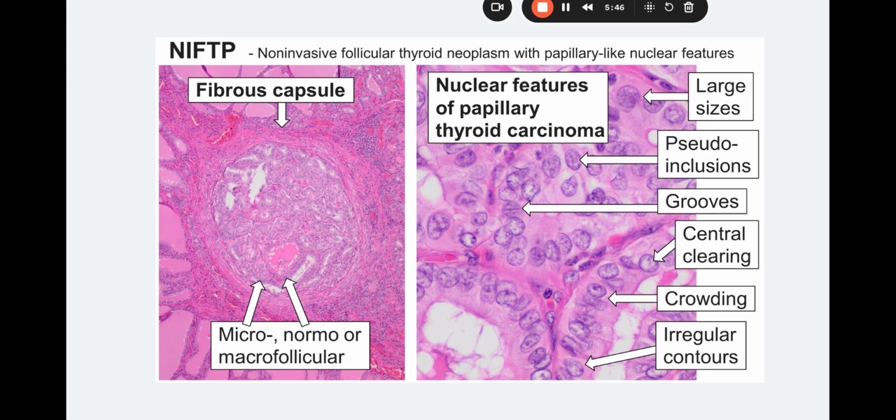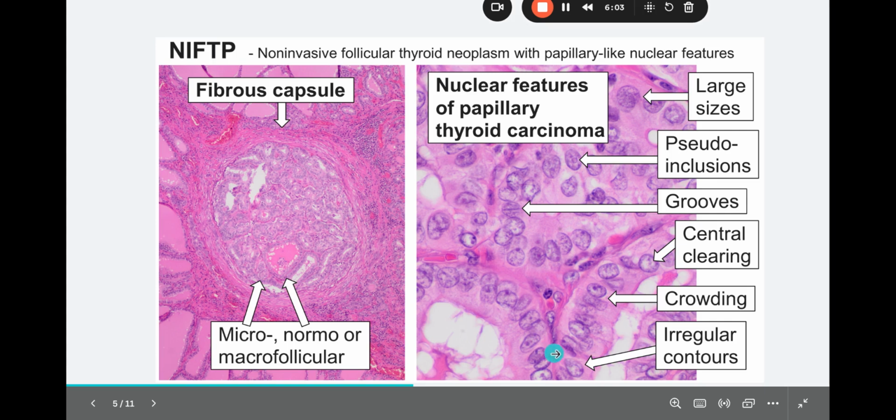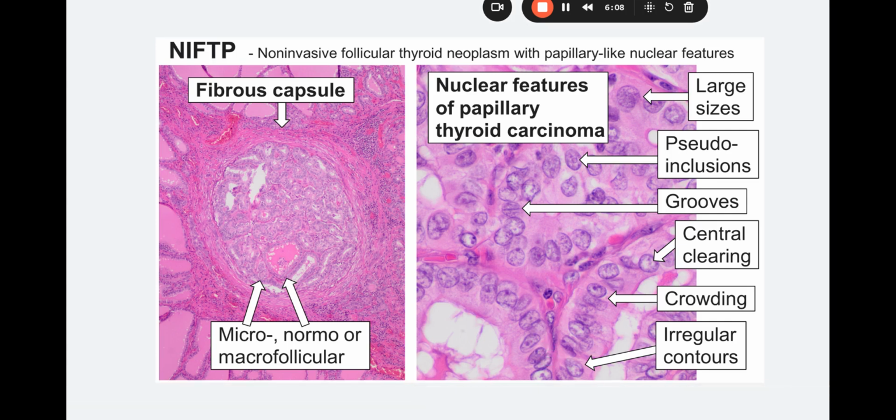So this is from a FNA tip, but I do think that it shows the nuclear features of papillary thyroid carcinoma nicely. So you can see there's a large size. You have your pseudo-inclusions here, and then you have your grooves here, that coffee bean look right here. And then you can see central clearing, there's crowding of the cells, and they also have irregular contours. So these are all things to keep in mind when you're diagnosing PTC.